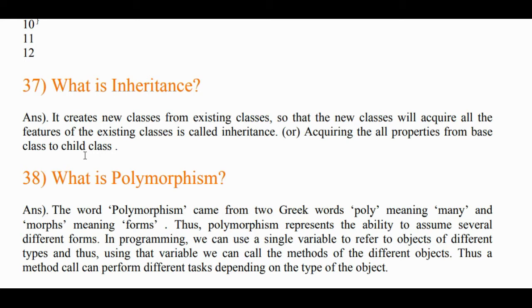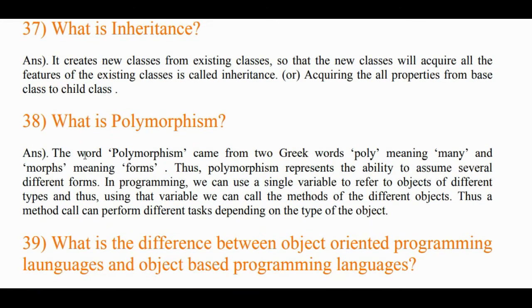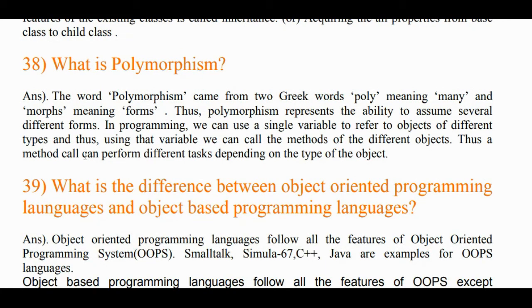Next, what is polymorphism? The word polymorphism came from two Greek words, poly meaning many and morphs meaning forms. Thus, polymorphism represents the ability to assume several different forms. In programming, we can use a single variable to refer to objects of different types, and thus using that variable we can call the methods of the different objects. Thus, a method call can perform different tasks depending on the type of the object.